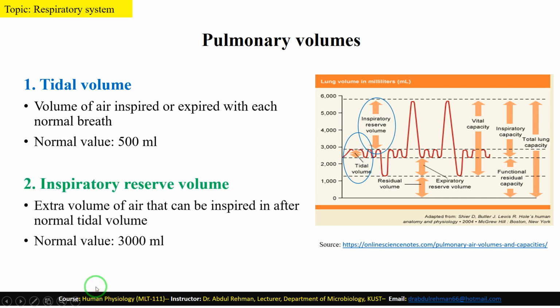During exercise, a person can take some extra air into their lungs after normal tidal volume. The extra amount of air that a person can inspire during breathing is called inspiratory reserve volume, and its normal value is 3000 ml.